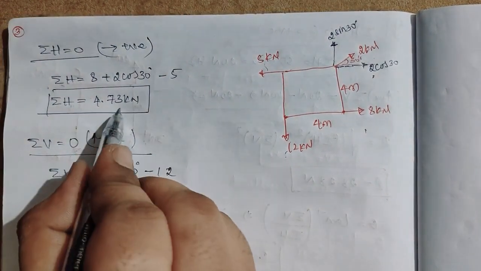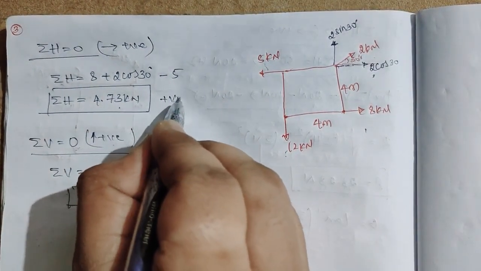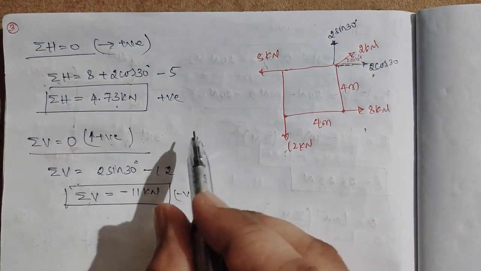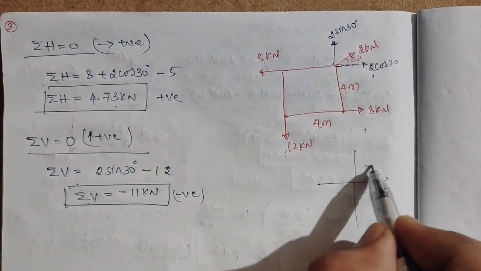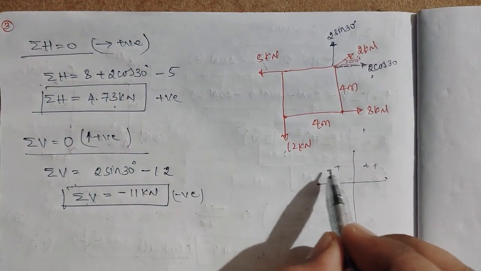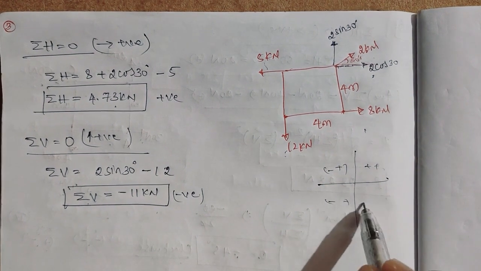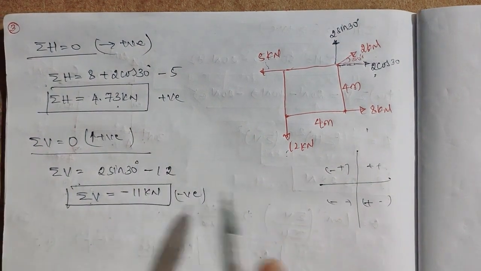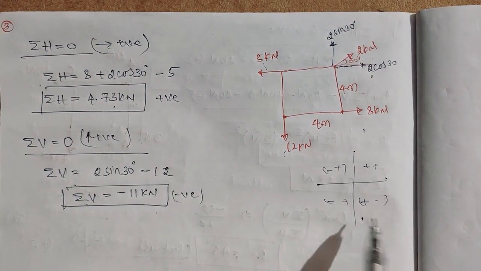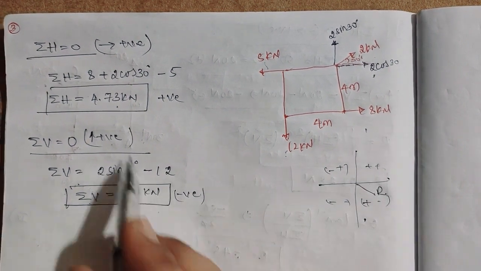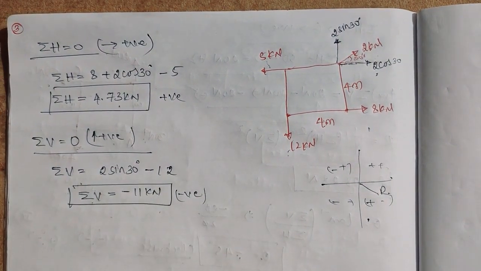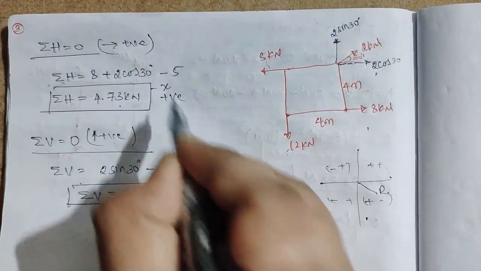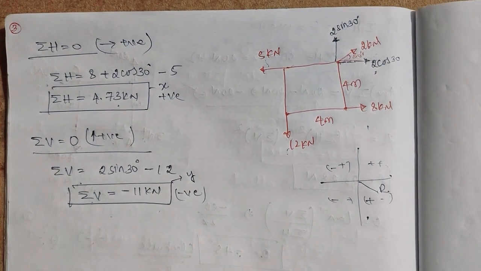So see here, sigma H is positive, sigma V is negative. So the result will come in, positive positive, negative positive, negative negative, here positive negative. So positive negative, it will come in the fourth quadrant. The resultant will come in the fourth quadrant, as the values of summation of horizontal forces and summation of vertical forces are positive and negative. So this holds the x value and this holds the y value, right?